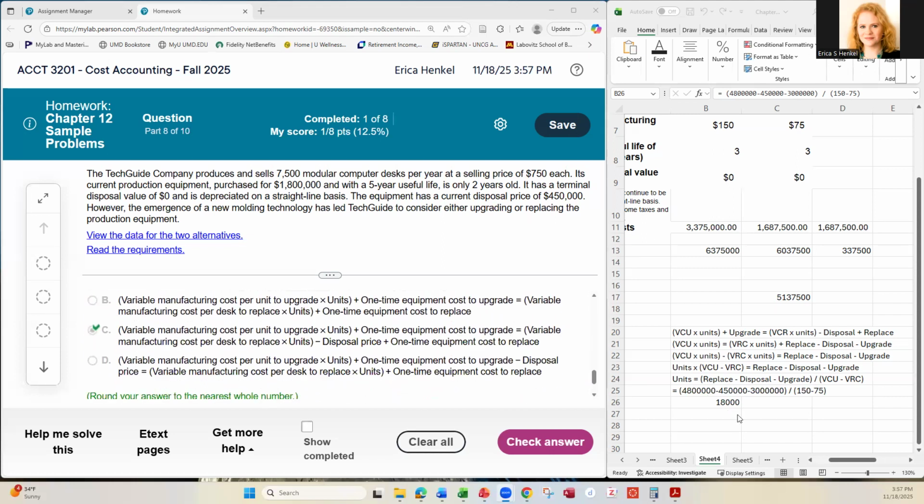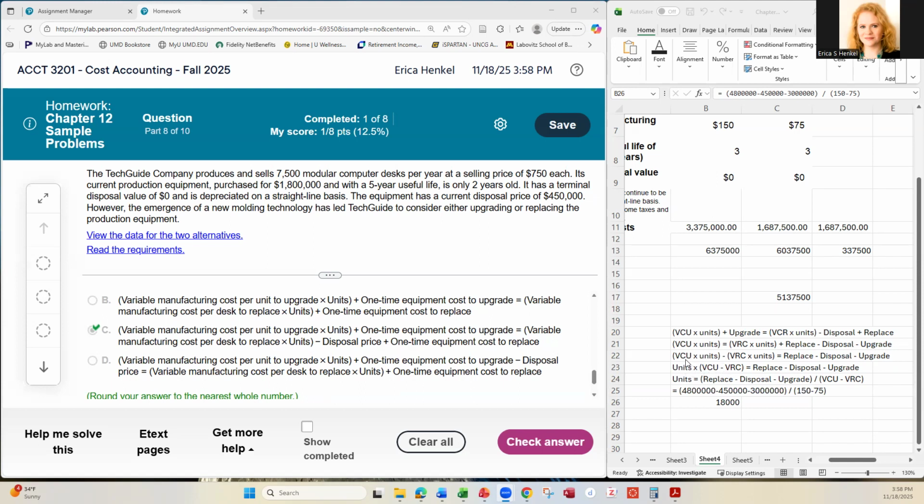Once we've got that formula, I manipulated it. I subtracted the upgrade from both sides, so this next line does not have upgrade on the left, and it's subtracted over here. Then I subtracted the VCR times units from both sides, which gets the unit number on the same side of the equation for both of these, leaving us with replacement cost minus disposal minus upgrade on the right. Then I isolated the units part out of here.